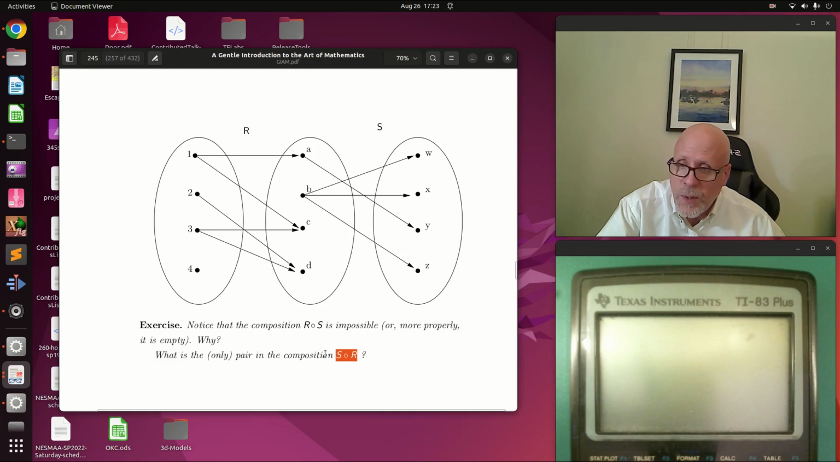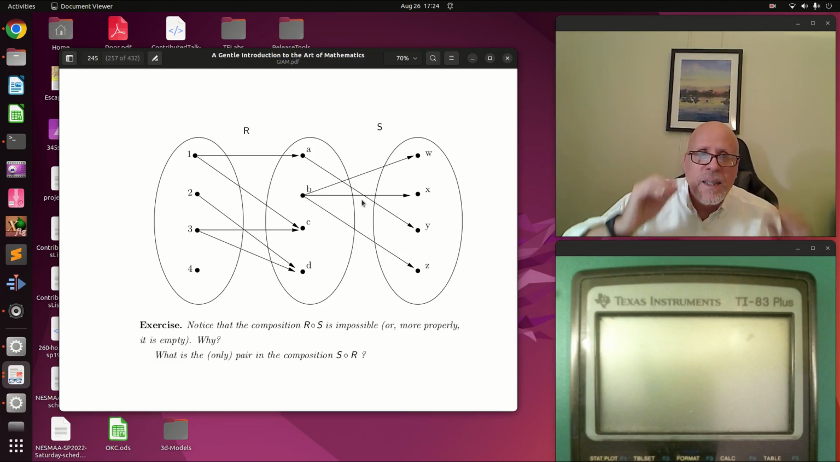The second part of the question asks you, what is the only pair in this composition? Now, there are a lot of pairs from the first to the second set, and a lot of arrows that go from the second to the third set. But there's only one place where we see an intermediate result, and it's right there. It's that a, where 1 goes to a, and then a travels on to y. So the one pair that's in this composition is (1, y). I pointed at z while I was saying y. (1, y). Okay, that is it for this lecture.